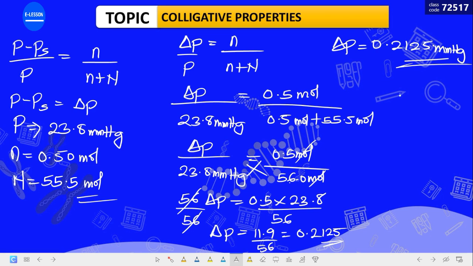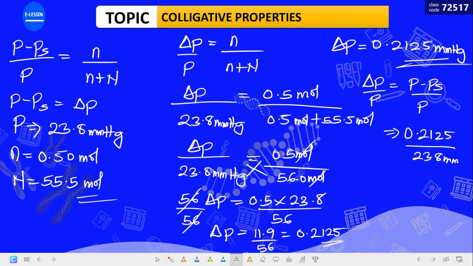Now, how about in this question, if you are asked to calculate the relative vapor pressure lowering? Now, we said that the relative vapor pressure lowering is change in P all over P, which is equal to P minus PS all over P. Are we getting it now? Which is equal to, what is P minus PS? The change in P, which is 0.2125, divided by P, which is what?